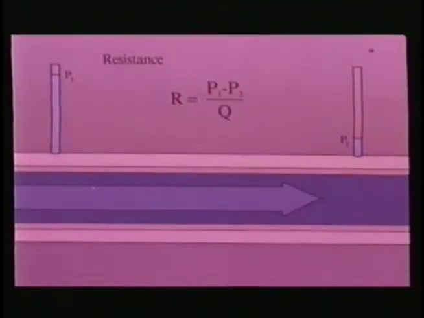The measure of the difficulty encountered in pushing a fluid through a system of tubes is resistance, which is defined as the ratio of the pressure drop to the volumetric flow. Resistance tends to retard flow and causes the drop in pressure.